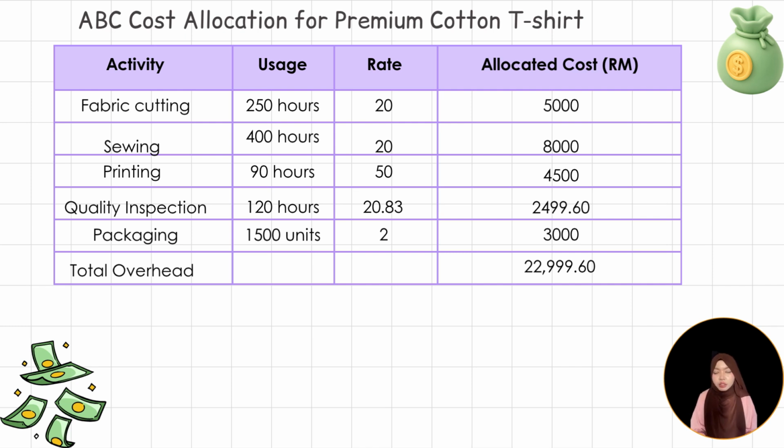The total allocated cost is RM4,500. Next is quality inspection. We spent 120 hours on inspection at an hourly rate of RM20.63. The cost comes up to RM2,499.60. Then packaging, based on a production volume of 1,500 units at RM2 per unit. The packaging cost is RM3,000.